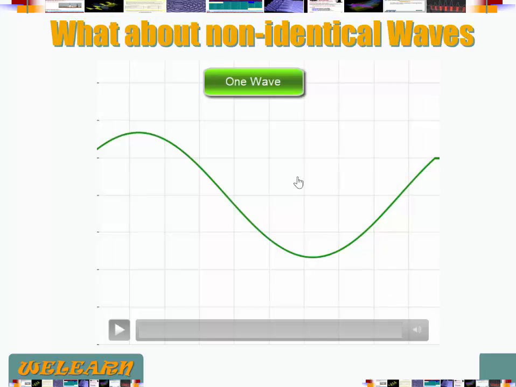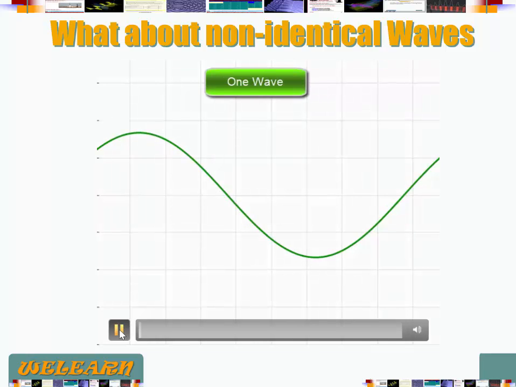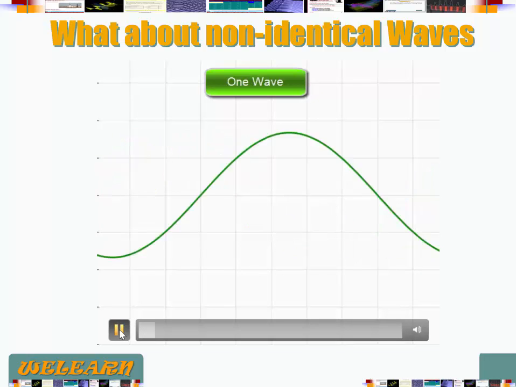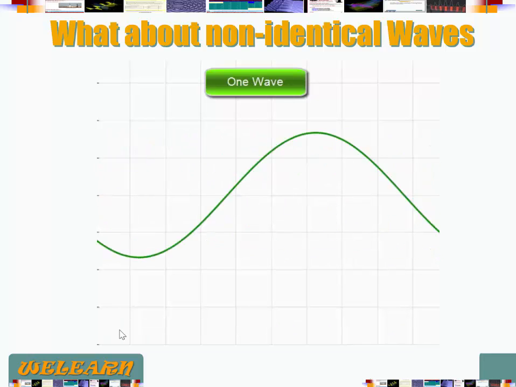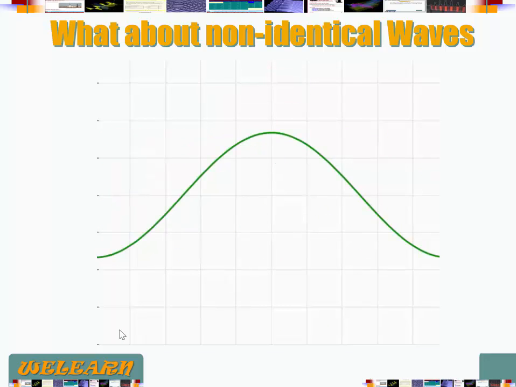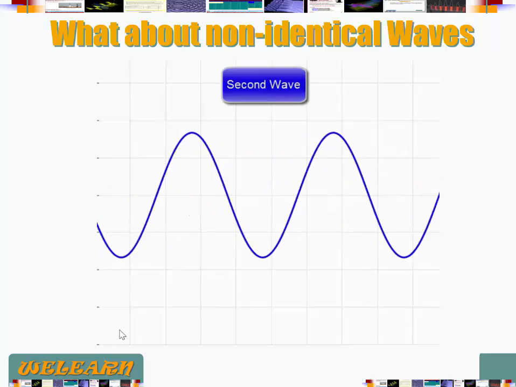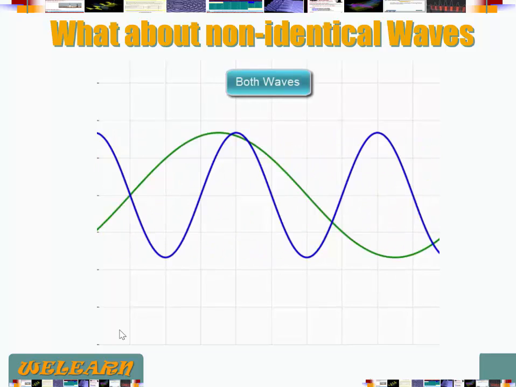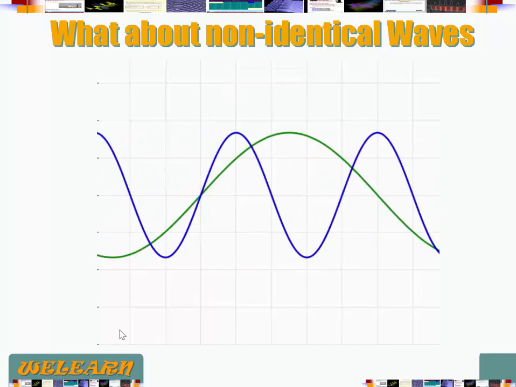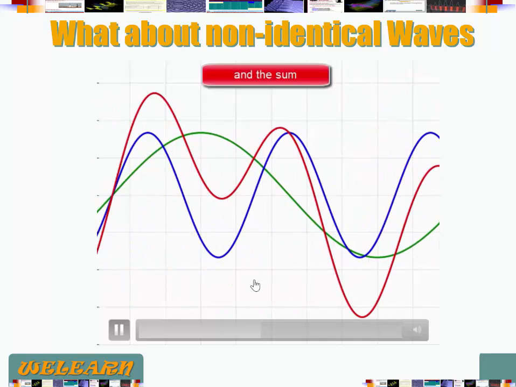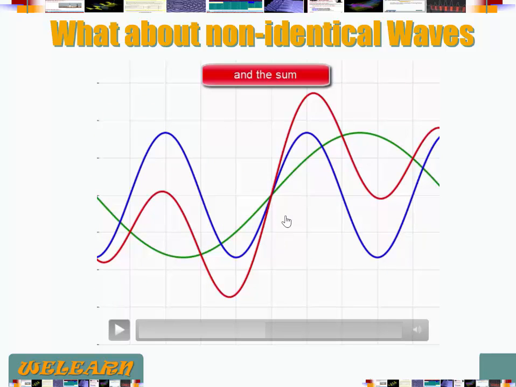Okay, let's examine what happens when the waves are not identical. So we have the green wave. We have another wave, and you notice it's a different wavelength. We see now both of them, and we see the sum. Let me pause it. Notice here, the sum for the red one, which is the sum, is going to be green plus blue. That's what you get here.